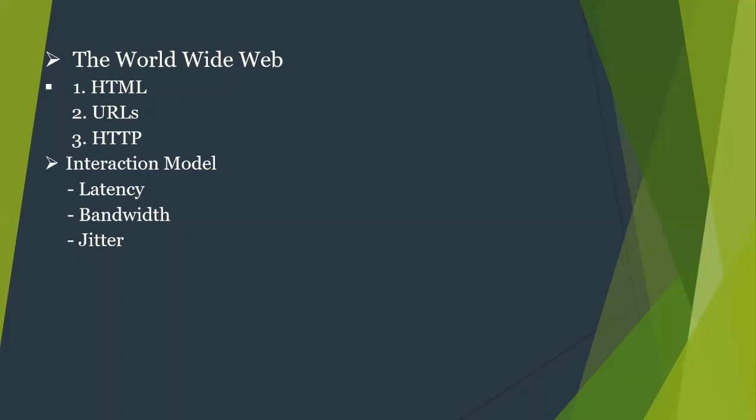So next is the interaction model. So what is this interaction model? A distributed system has many processes cooperating and communicating in complex ways. For example, multiple server processes cooperate with each other in order to provide services. The performance of the communication channel is related to three things. The first one is latency, the second one is bandwidth, and the next is jitter.